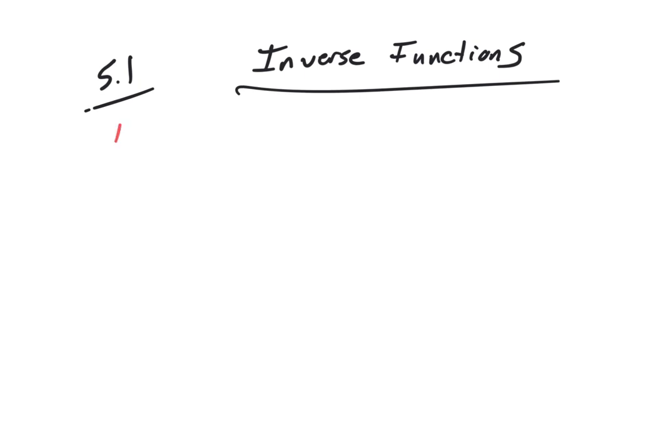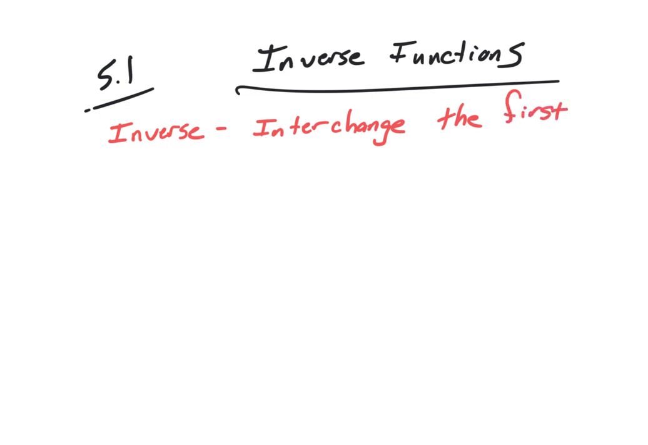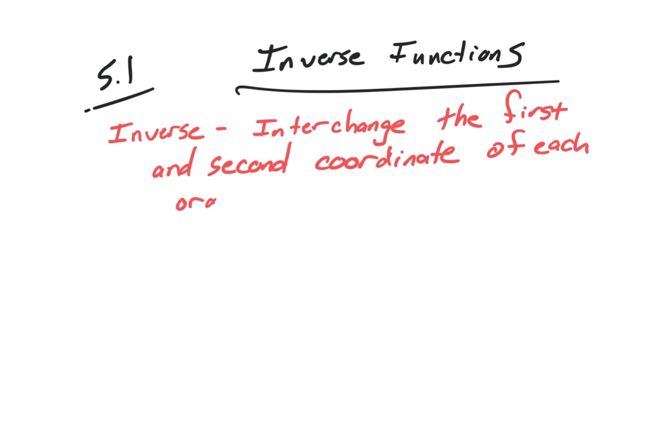I'll give you the actual definition of an inverse, but then we'll talk about really what we're doing and what's happening. So the definition of an inverse is to interchange the first and second coordinate of each ordered pair.